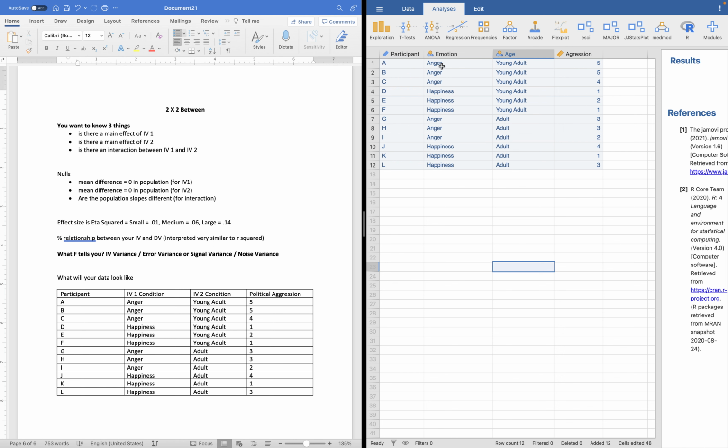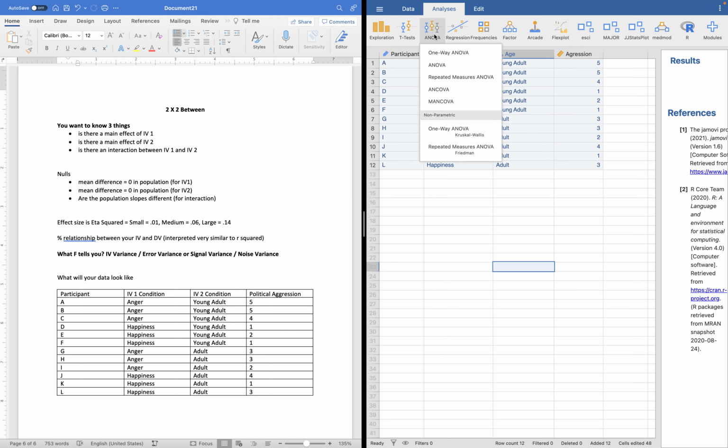This participant was in the anger condition, so one column for IV1, one column for IV2, just identifying which conditions they were in. This person's in the anger young adult cell. Their aggression was 5. Anger young adult cell 5. Anger young adult cell 4. Happiness young adult cell 1. Happiness young adult cell 2, and so forth. One row per participant. That's always the rule.